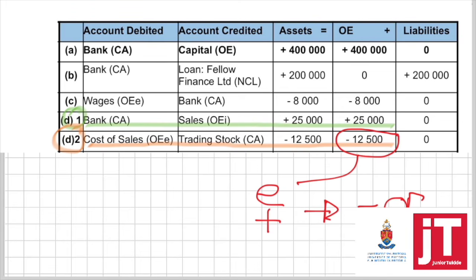First, the sales, the cash part: bank increased because we had a sale, increased with the selling price of 25,000, and the sales income increased with the selling price of 25,000. Second, our expense. Remember, the higher the expense, the lower your profit, so it has a negative effect on equity. And our trading stock asset is gone out the door with our customer, therefore minusing.